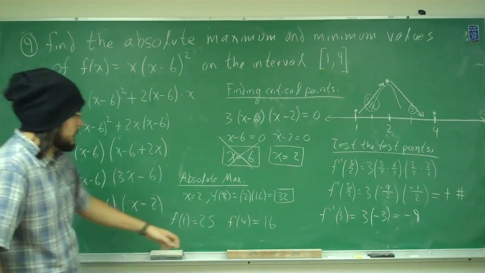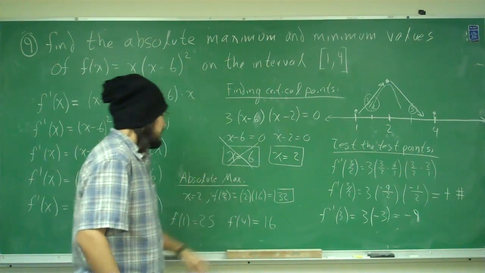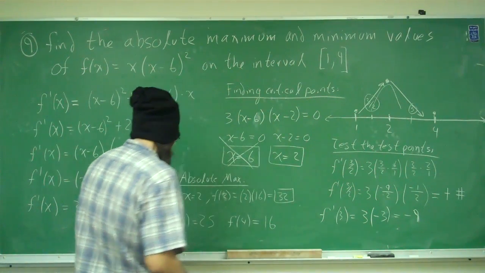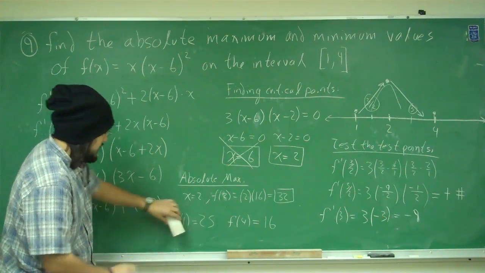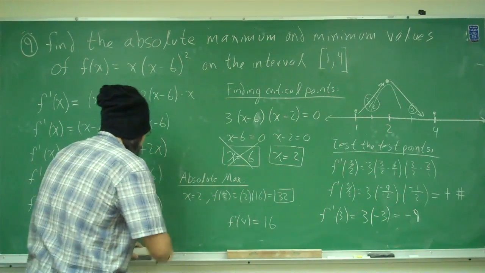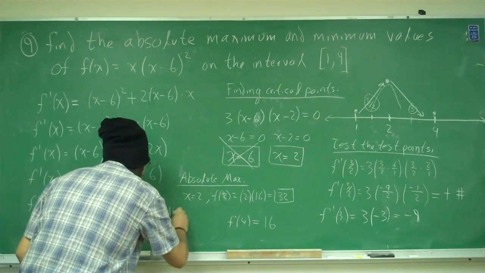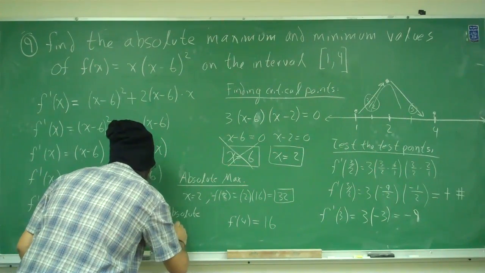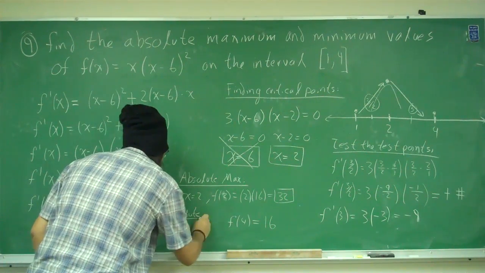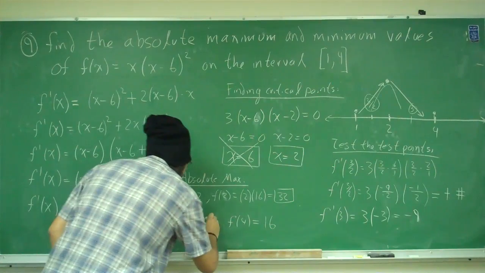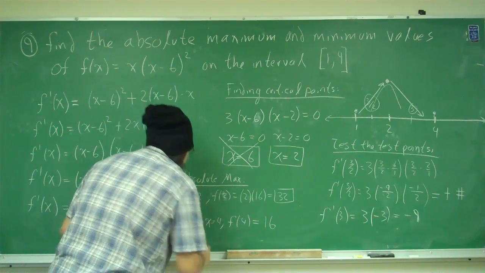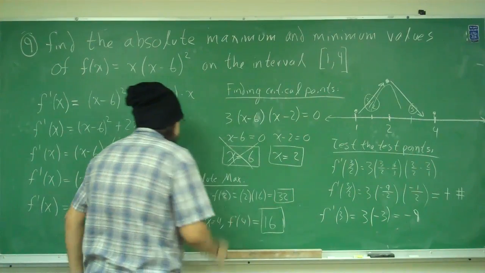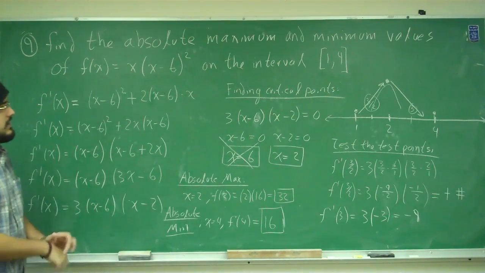Okay, so which one is the lowest one? 16 is the lowest one. So f of 1 is 25, therefore it's not the minimum. So therefore, the absolute min is at x equals 4, and f of 4 is 16. There we go. So that's how you do that.